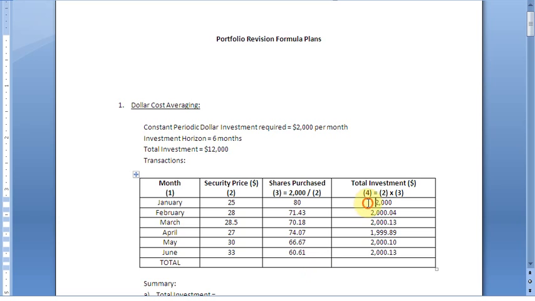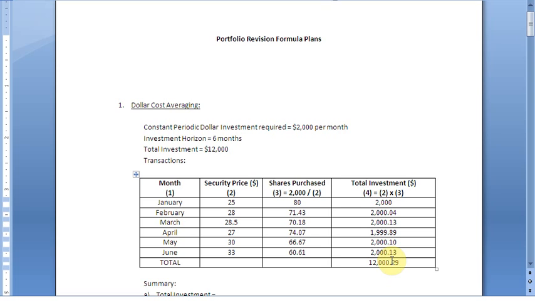And if I total up all these numbers here, I'm going to find that my total investment over a period of 6 months, I wanted to invest $12,000. So if I add all the items in this column, this is what I should be getting, $12,029. So $12,000.29 I have invested over my investment horizon of 6 months.